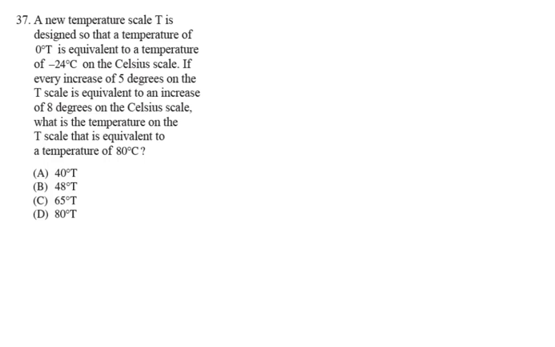In problem number 37, a new temperature scale T is designed so that a temperature of 0 degrees T is equivalent to a temperature of negative 24 degrees C. So we'll just make a kind of scale there to show that they both start off being equal. T is 0 degrees when C is negative 24 degrees.